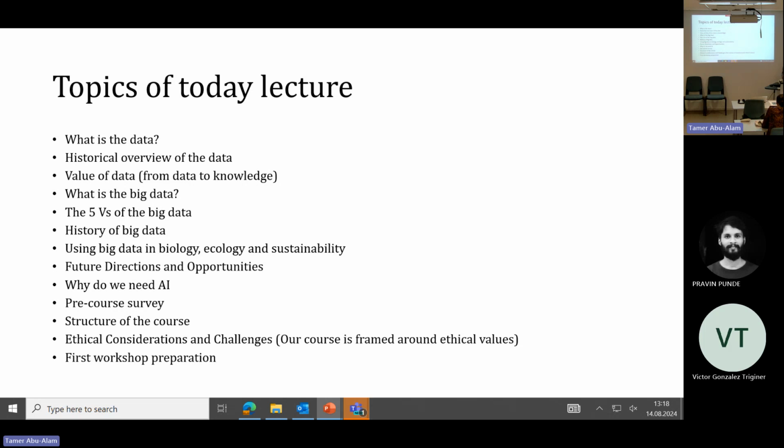What is the data? We try to get a historical overview of the data. What is the value of the data? I hope that you got good value from our exercise. What is big data? What are the 5Vs of big data? History of big data. We'll try to give one example or several examples using big data in biology, ecology, and sustainability. Future direction and opportunities, which is a sort of brainstorm question for the next exercise. Why we need AI, then the pre-course survey, structure of the course, ethical consideration and the challenges for the data, and first workshop preparation. Maybe we'll skip some of these things, but if we skip anything here, we will start from the pre-course survey, because this is something that we need to finish from now until the next workshop or next lecture.